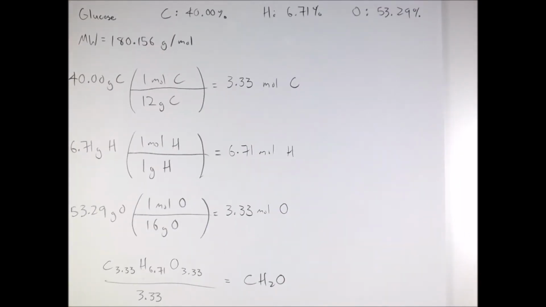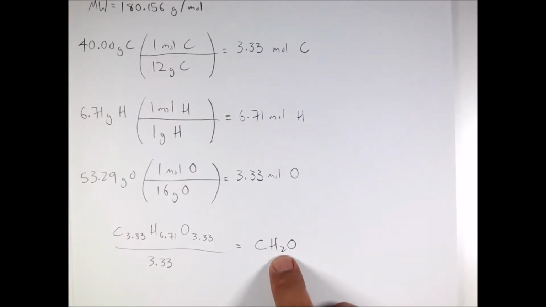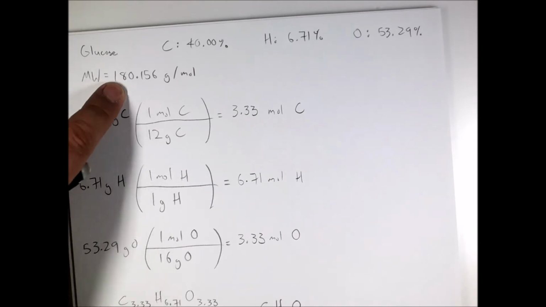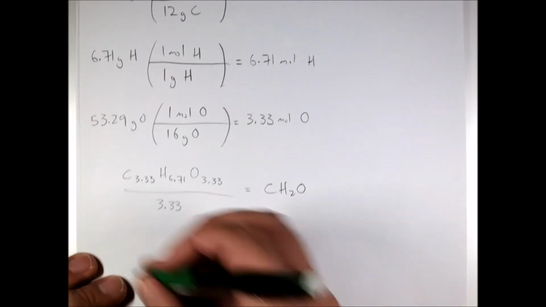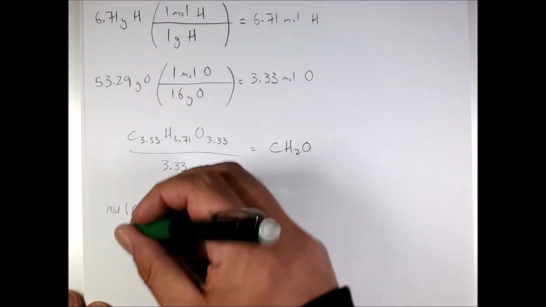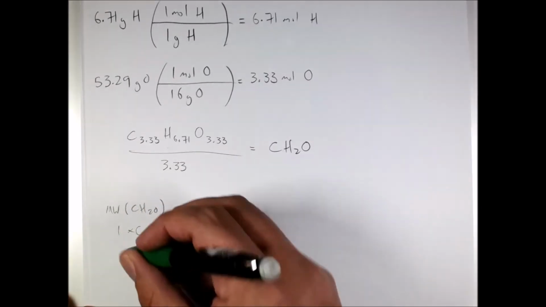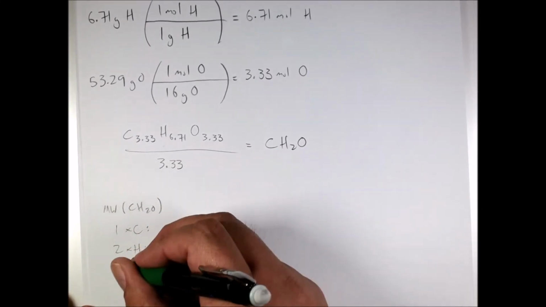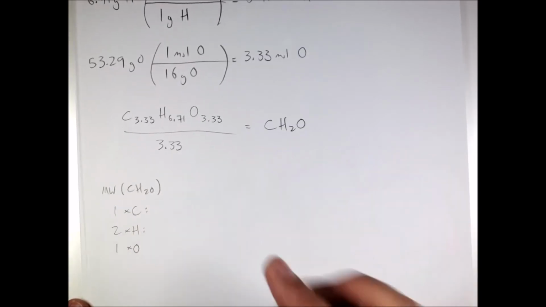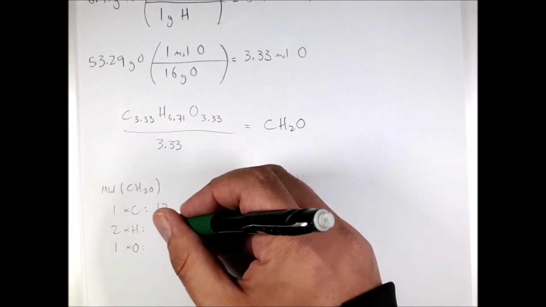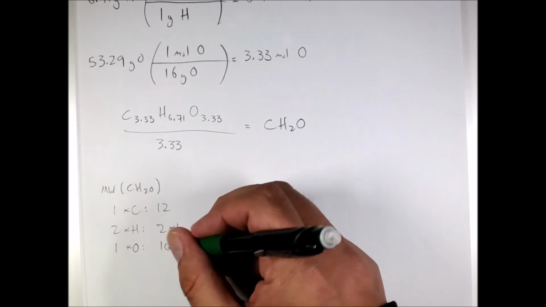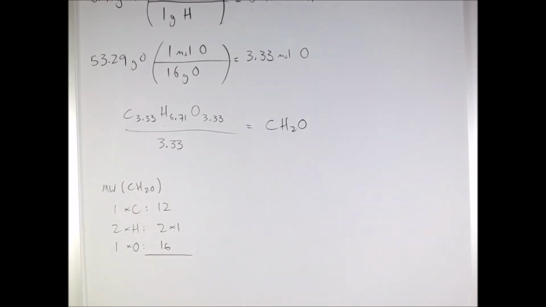you should actually check your answer to make sure that you actually have the right structure. If you have the right formula here, the way this will work out is if I calculate the molecular weight of this, it should match this. So what I'm going to do here is calculate the molecular weight of CH2O. So we have 1 times carbon, 2 times hydrogen, 1 times oxygen. All right, so it's going to work out to be 12 plus 2 times 1 plus 16. And if I add that all together, what do I get?